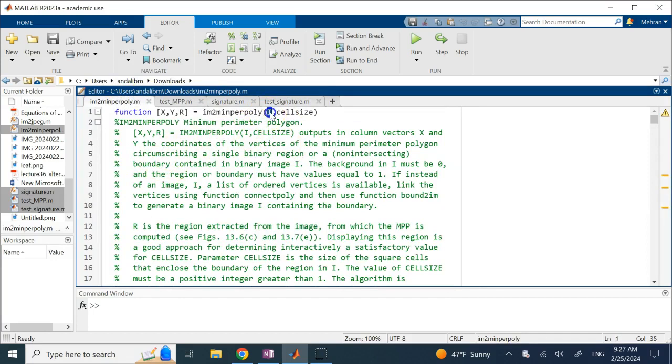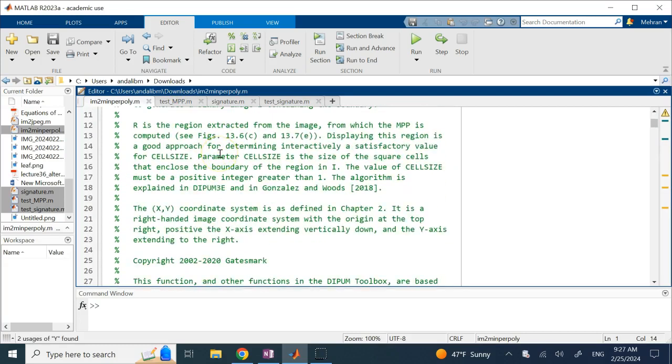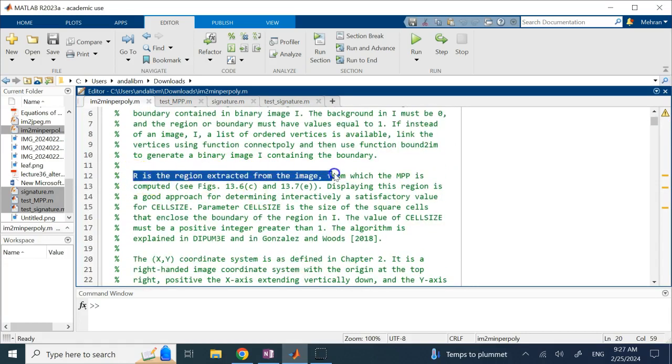You see, you pass to it an image I, which is a binary image. It has to be a binary image. And you give it the cell size, and it gives you X, Y, and R. Where X and Y are clearly what? As you can see, these are the coordinates of the corners, vertices of the polygon. And R is the region extracted from that image.